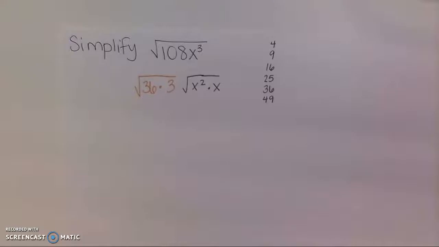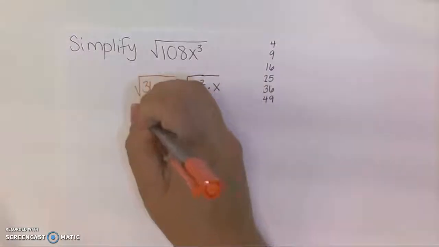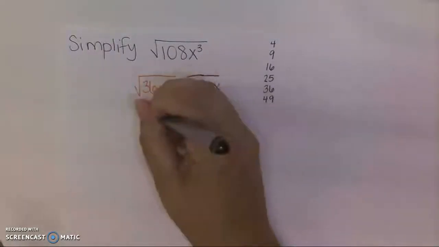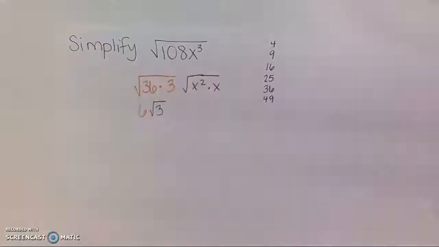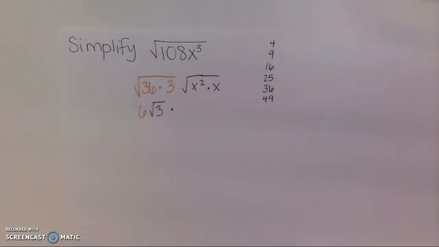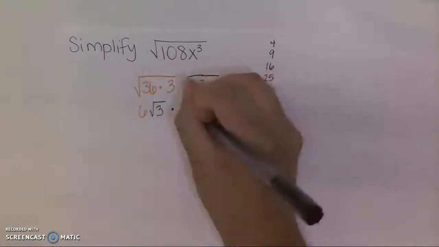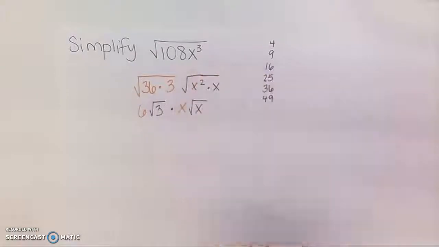Okay, so now I'm going to find the actual square root of my perfect square. The square root of 36 is 6. And then I've got left the square root of 3 times the square root of x squared, which is x. And then I cannot take the square root of x.